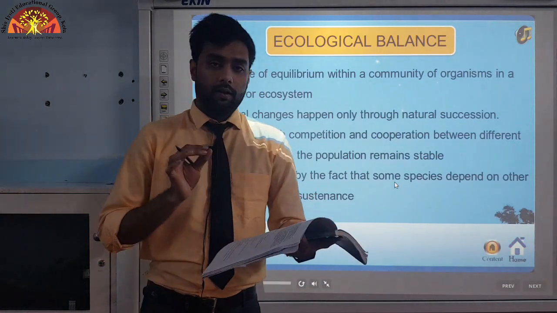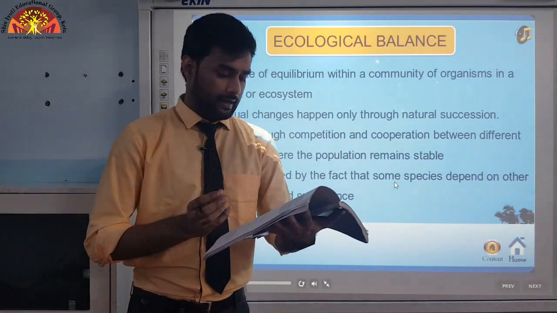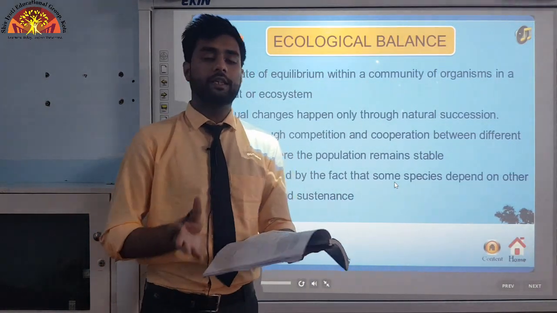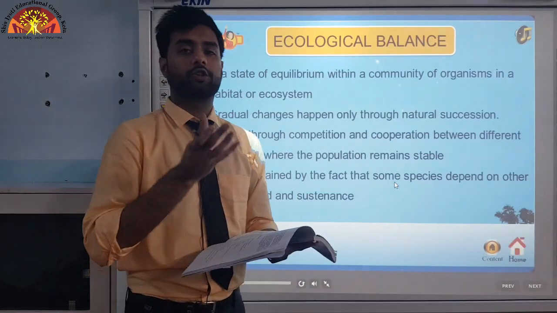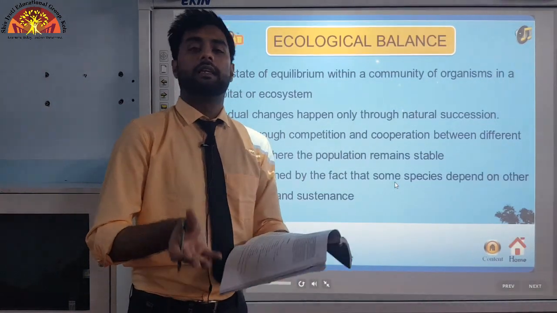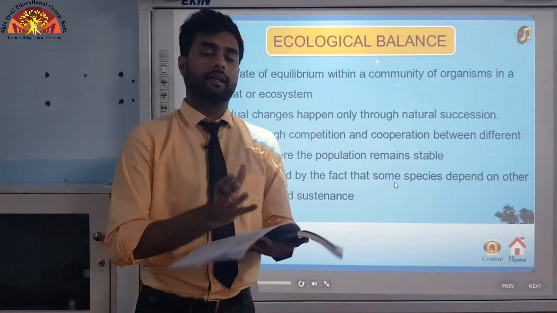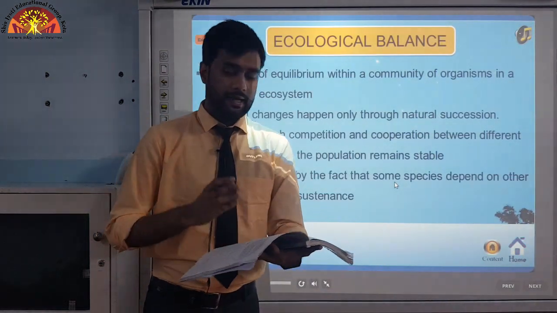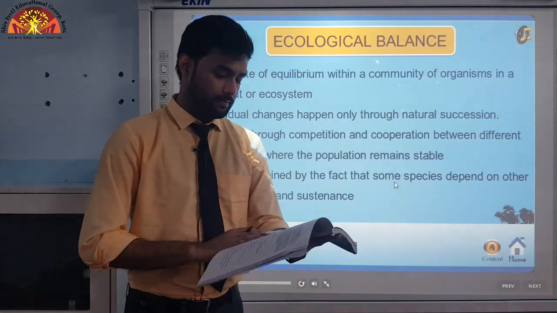Underline this. How do we attain ecological balance? This occurs through competition and cooperation. Either the species will compete with each other and the strongest one will survive, or they will have to cooperate with each other so that they can live together. These are the only two ways in which a balance can be created inside an ecosystem or a habitat.